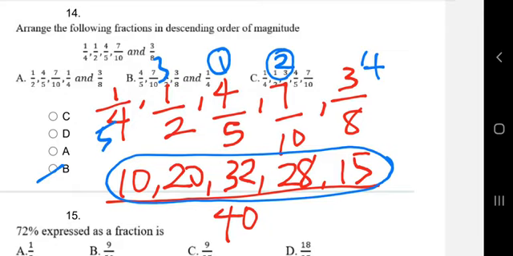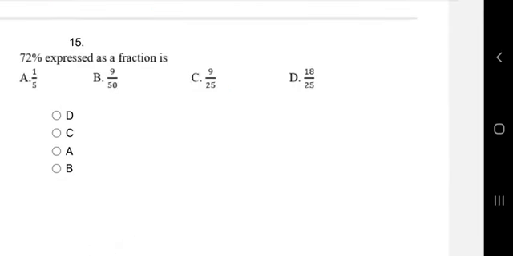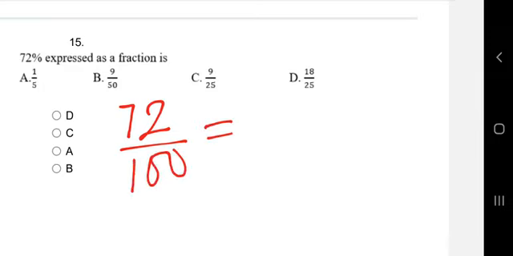All right, so move to the last question here, question number 15. 72% expressed as a fraction. So 72% expressed as a fraction is what? What it means is that the percentage becomes 72 over 100. So what you just need to do is reduce it to its lowest term to give your final answer.